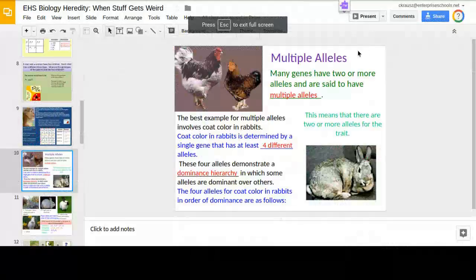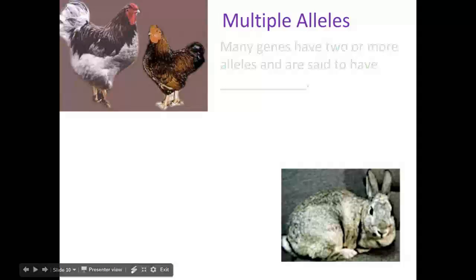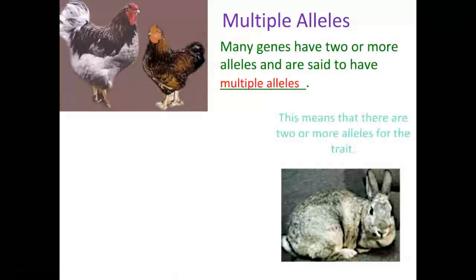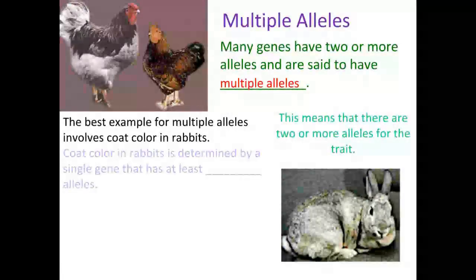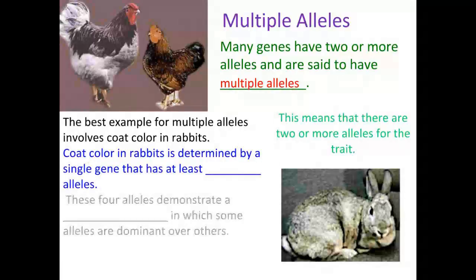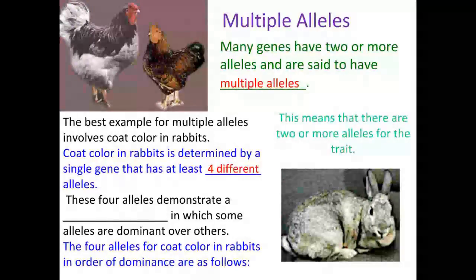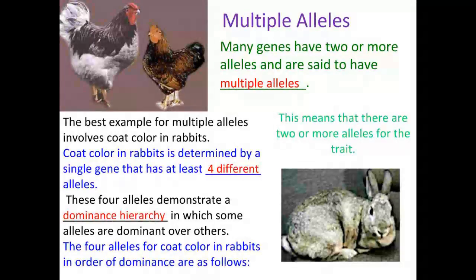So our last example today of when stuff gets weird is with multiple alleles. And you usually only hear of lower animals being talked about with this, such as rabbits or chickens. You usually don't hear human examples. So they have many genes that are expressing one allele, especially when it's called multiple. Color code in rabbit is determined by 4 different alleles.